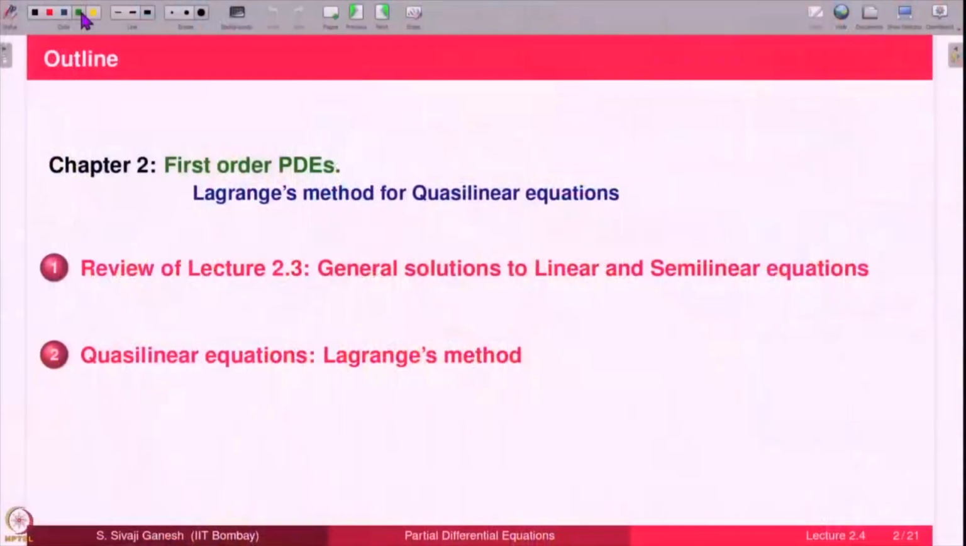We start with a brief review of the last lecture, lecture 2.3, where general solutions to linear and semilinear equations have been obtained. Basically, a method was described. Now, we are going to describe in today's class Lagrange's method for finding general solutions to quasi-linear equations.